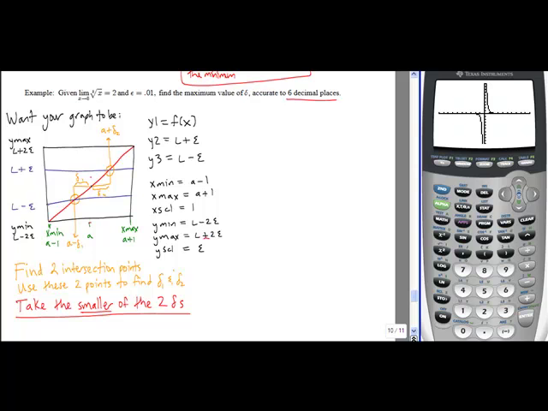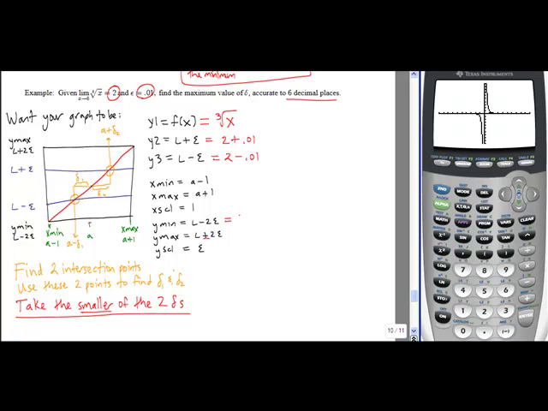Again, it's kind of tricky because of all the variables and letters going on, but let's see if we can figure this out. First thing we're going to do is let our y1 be our function, which in this problem is cube root of x. And then to get these two horizontal lines going across, we're going to let y2 be our limit, which is this 2, plus our epsilon, which is this 0.01. So I want to be just a little bit above my limit value. And then in y3, I want to be just a little bit below my limit value. So 2 minus 0.01.